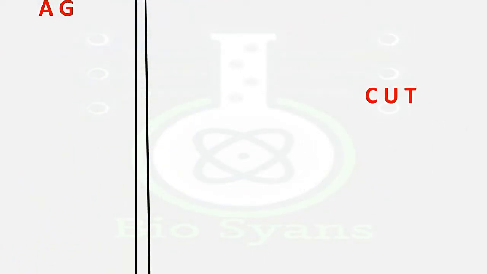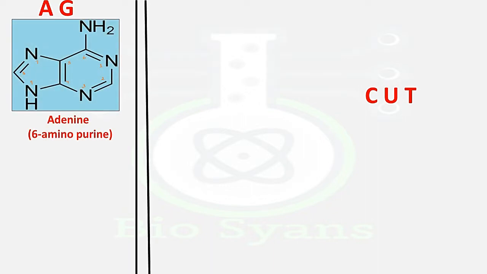Now we know that nitrogenous bases are of two types, purine and pyrimidine. Purine, very well known, an example is adenine. In this, as you can see, I have labeled it as 1, 2, 3, 4, 5, 6, 7, 8 and 9, in which at the 6th position there is an amino group. So we can also call adenine 6-aminopurine.